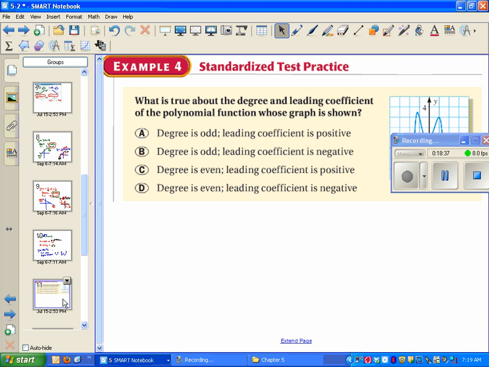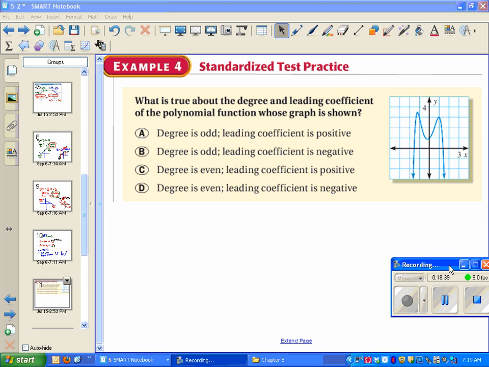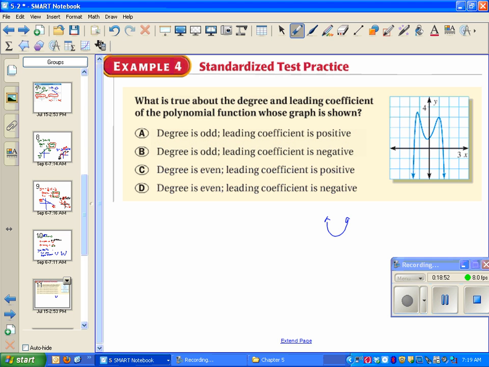All right, so this one right here, it looks a little weird in the middle, but our end behavior, they're both going down like a frown. The degree is even. Degree even is either going to look like this or like that, just like you know with parabolas. So automatically A and B are out. And if it's down like a frown, the leading coefficient is negative. So our answer is D.